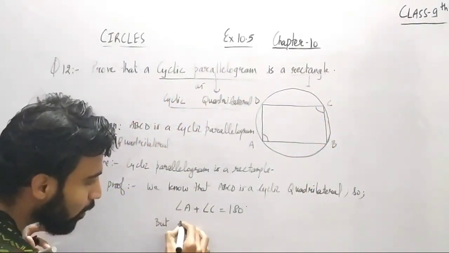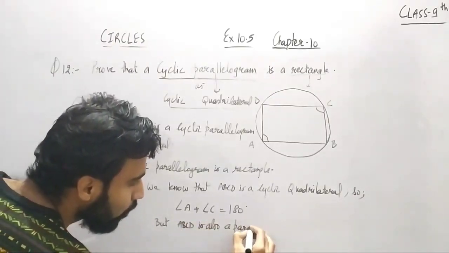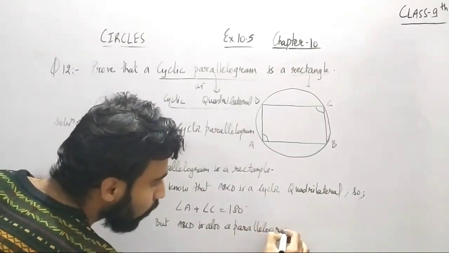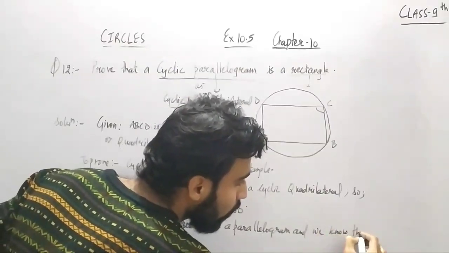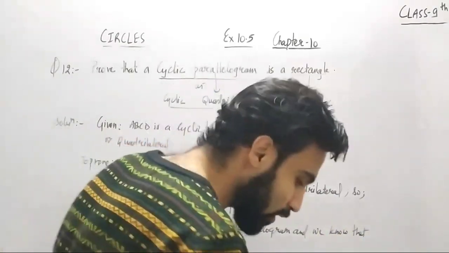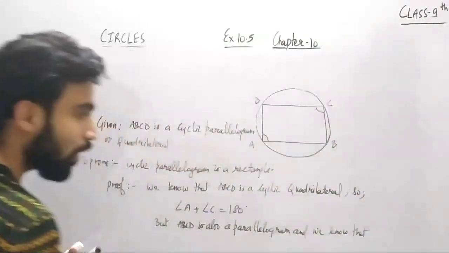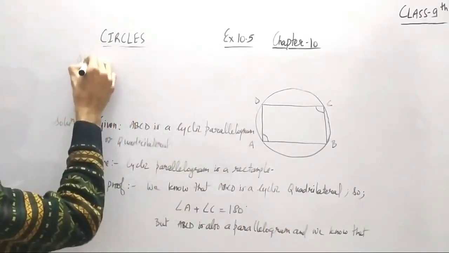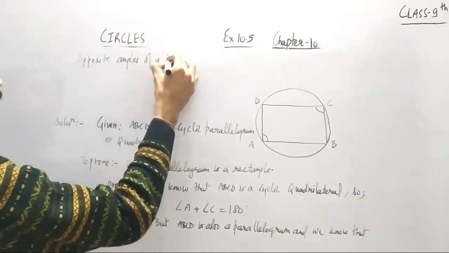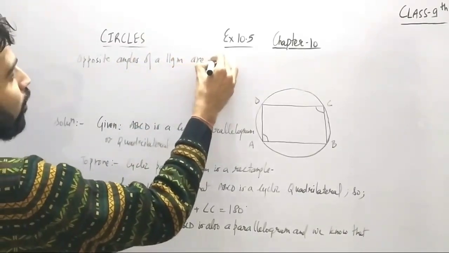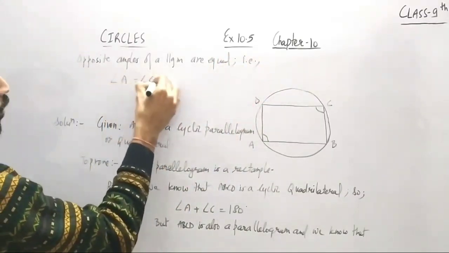But you can see ABCD is also a parallelogram. And we know that, let me just rub the space above. So you can see we know that opposite angles of a parallelogram are equal, right? So that means you can say angle A is equal to angle C.